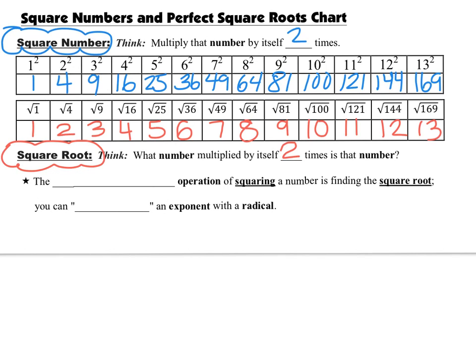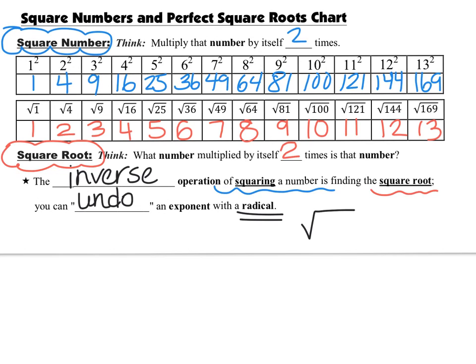So the inverse operation of squaring a number is finding the square root. And later on we're going to talk more about how we can undo an exponent with a radical. Remember, a radical refers to this symbol here. Sometimes we have radicals that have what's called an index. Sometimes we have an index of 3. And these examples here, these have an index of 2. Although we don't see the 2, they have an index of 2.